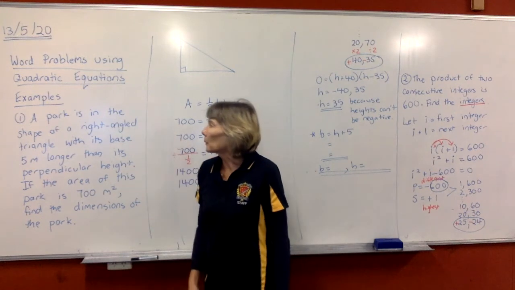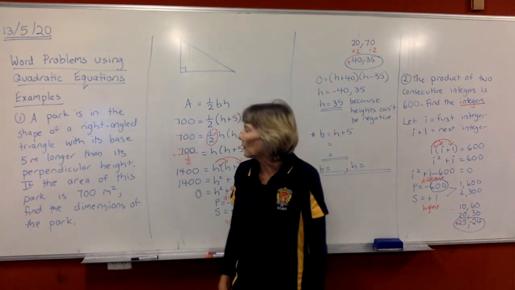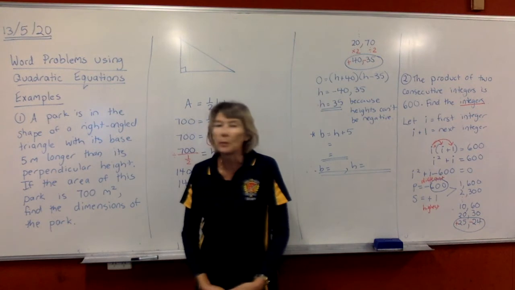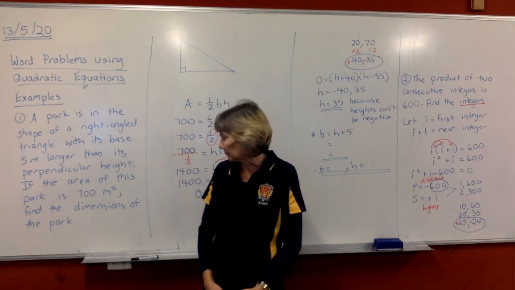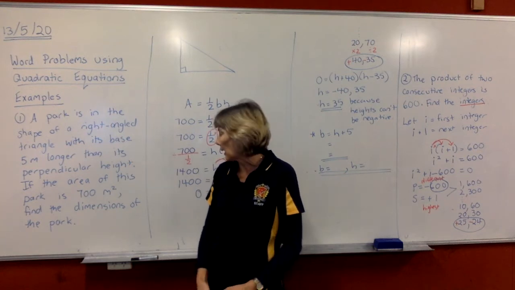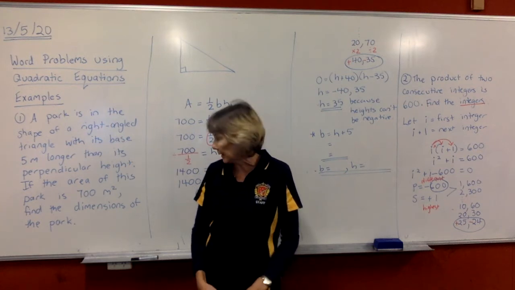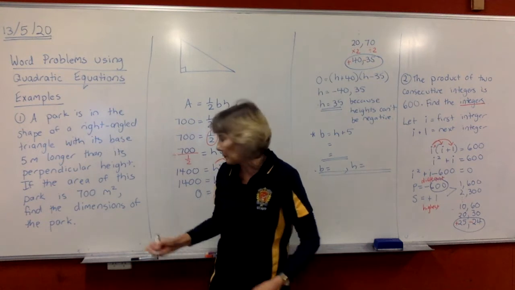So if we have a look at this first one, we have a park is in the shape of a right-angled triangle with its base 5 metres longer than its perpendicular height. If the area of this park is 700 metres squared, find the dimensions of the park.